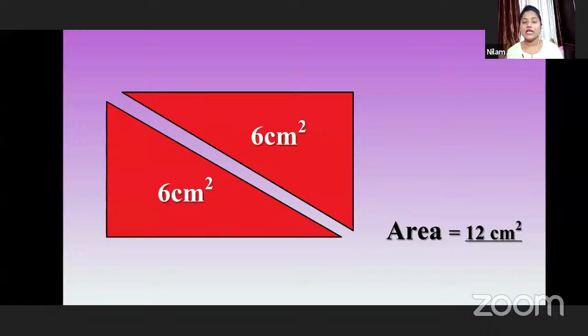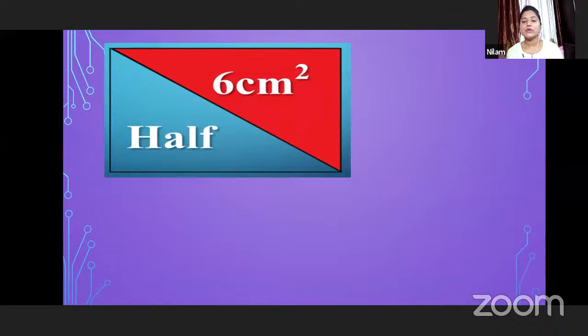That means the area of both the triangles will be 6 square centimeter, which is half of 12 square centimeter. Okay. See children, just now we have seen the area of rectangle was 12 square centimeter, and as we have divided it into two equal parts, the area has become 6 square centimeter for each triangle. Okay, now let us see what will be the formula for calculating the area of triangle.